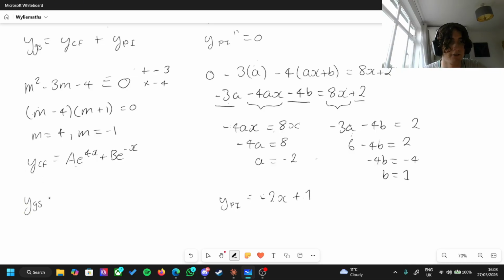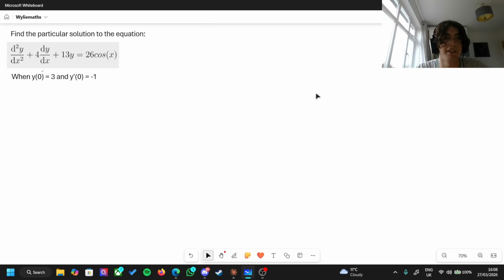So y general solution, or just y, is ae to the 4x plus be to the minus x, and then we just add on our particular integral minus 2x plus 1, and that will be your final solution for the second question. So this is our third question.